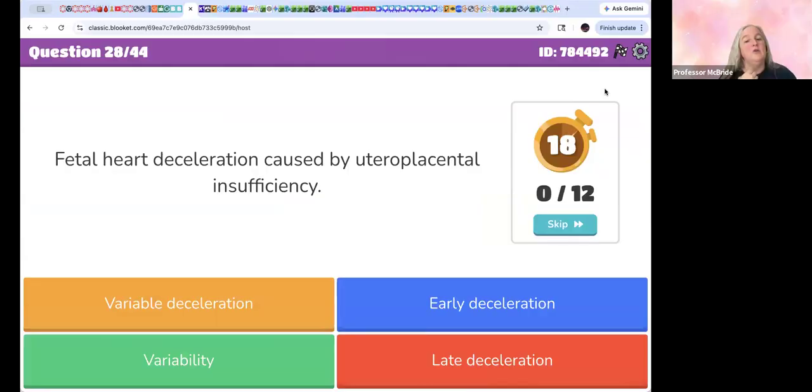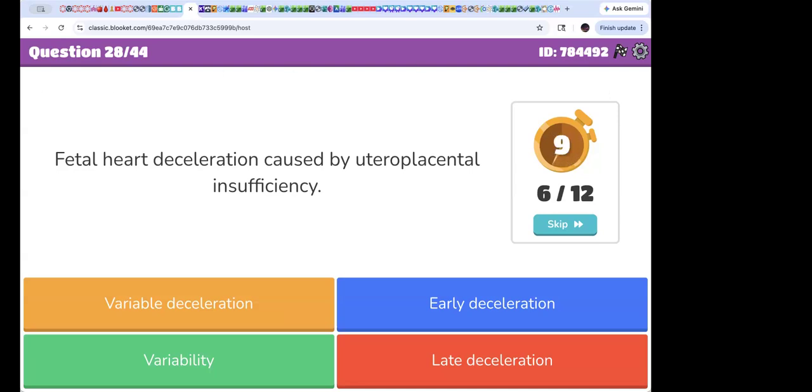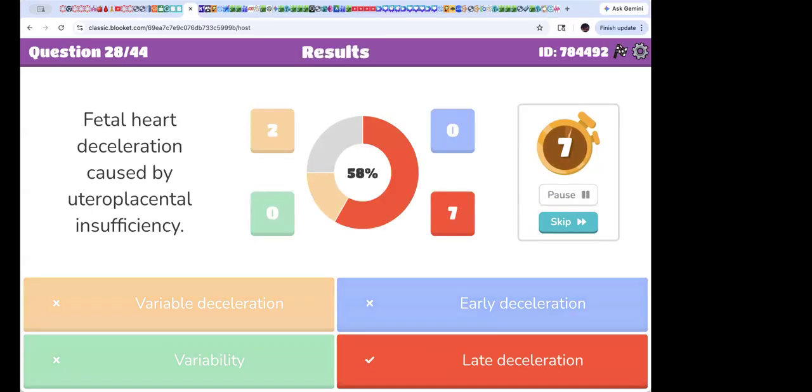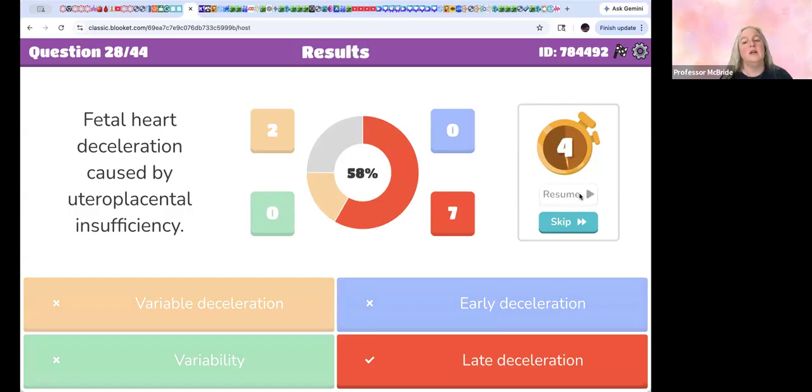Fetal heart deceleration is caused by uteroplacental insufficiency. Yep. I know that VEAL CHOP says P for placental insufficiency, so I specifically made sure this says uteroplacental insufficiency so you guys understand it's the same. So when we talk about how we're perfusing the placenta, we have to get that blood through the uterus to the placenta. So uteroplacental insufficiency is still the same thing.